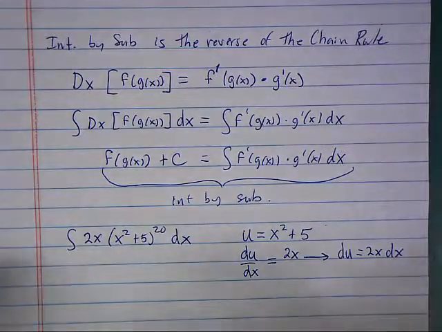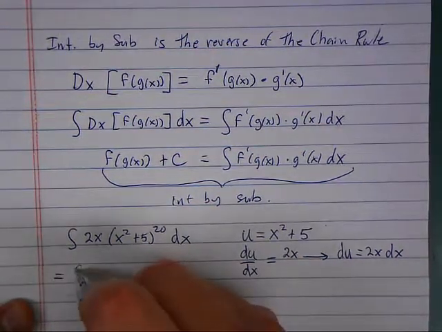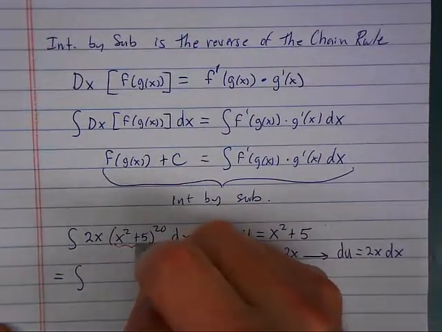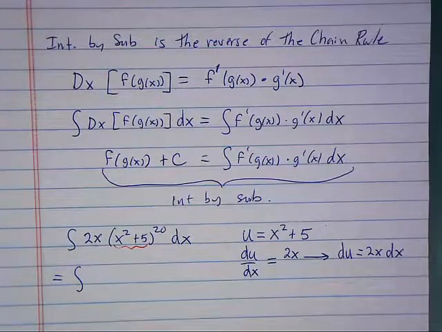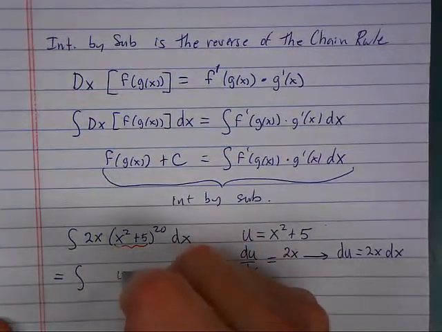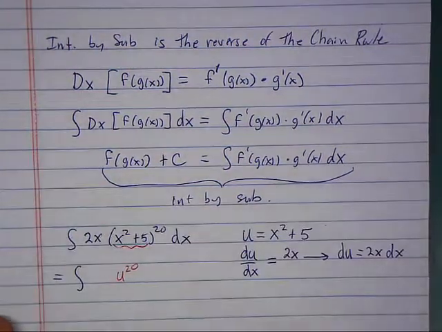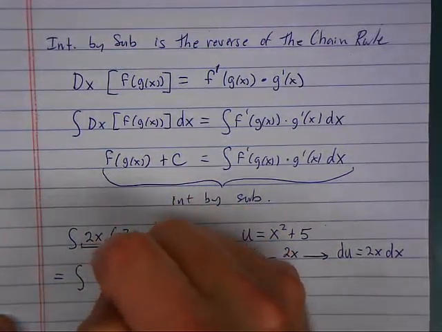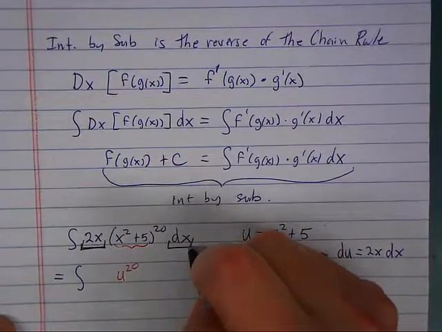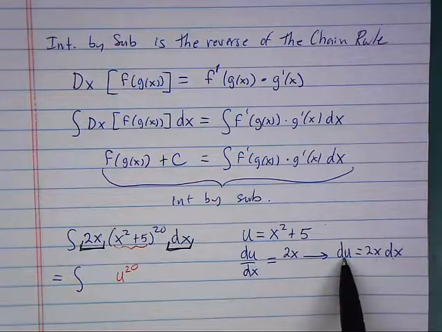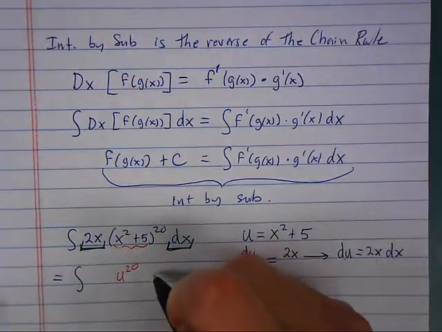So here's what we do. We make substitutions. This becomes the integral of x squared plus 5. X squared plus 5 is u. X squared plus 5 is just u. So that part becomes u to the 20. And then what happens with 2x dx? 2x dx is exactly the same as du.